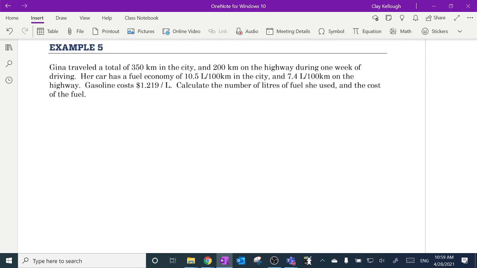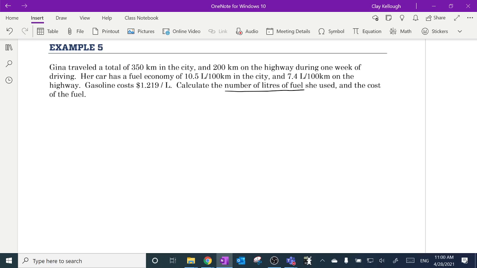Gina traveled a total of 350 kilometers in the city and 200 kilometers on the highway during 1 week of driving. So her car's fuel economy, that sticker, says that she gets 10.5 liters per 100 kilometers in the city, 7.4 liters per 100 kilometers on the highway. Again, it is more efficient using fuel on the highway. But calculate the number of liters of fuel she uses and the cost of the fuel. Okay, so let's do the first one first. Number of liters of fuel she uses.